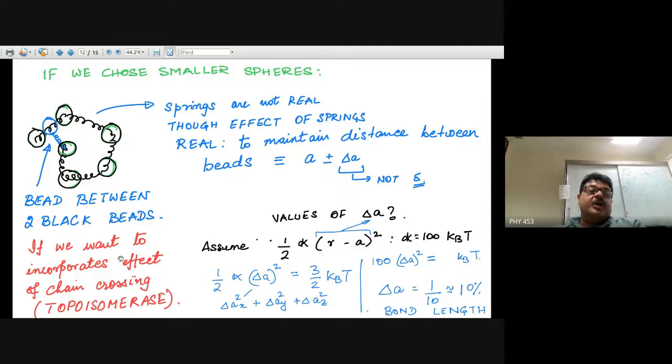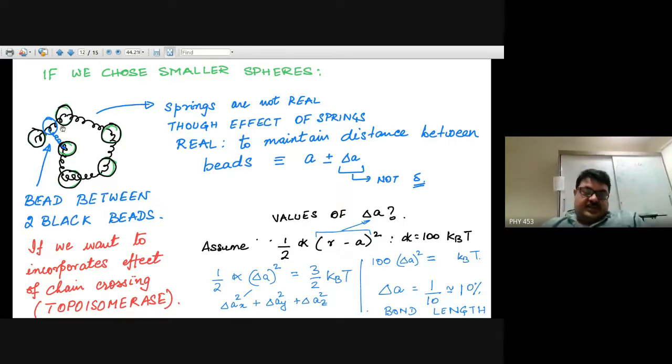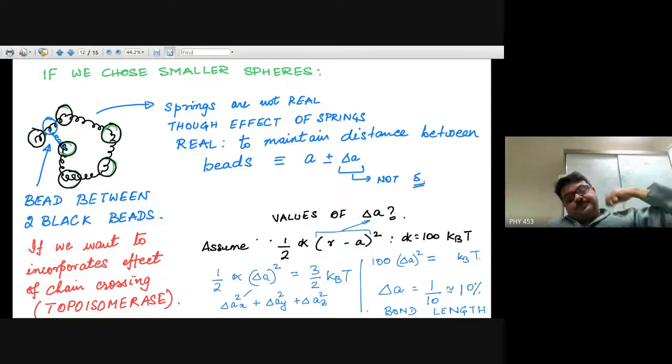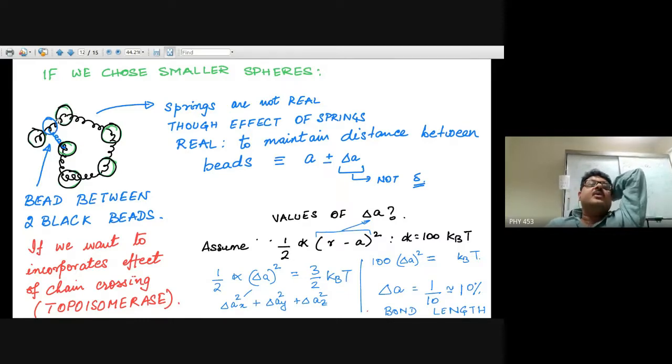And if I wanted to model chain crossing and have entropic effects, then I could choose these spheres to be smaller, and this would automatically allow chain crossing to take place, right? I mean, as you would mimic the biological system. But of course, you would also need the excluded volume. Excluded volume, that the volume occupied by this bead, you don't allow any other monomer or any other bead to occupy the same volume as this one. So that is called excluded volume.